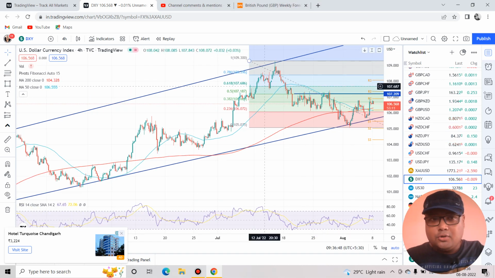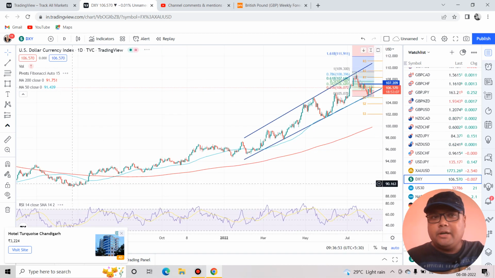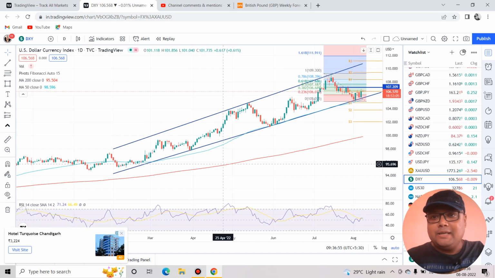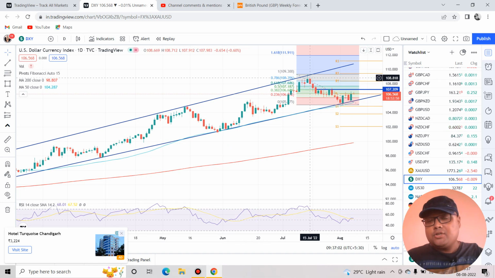DXY chart is also not much impressive. If I simply take you to the daily chart of DXY, you can simply see that the market is in an uptrend right now, trading in an upward channel. Whatever we saw for the last couple of days was simply a part of the correction.